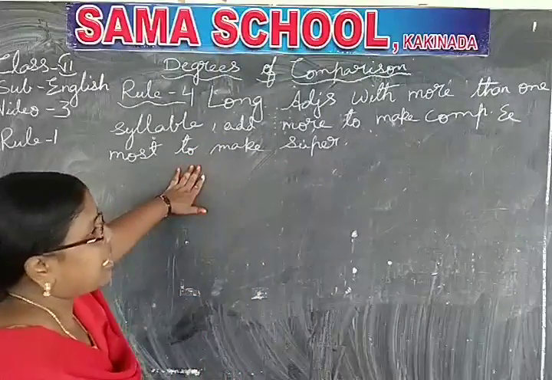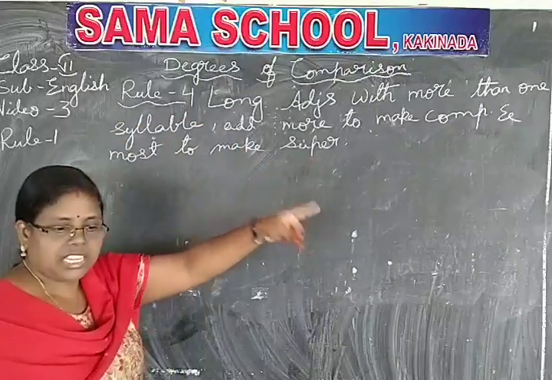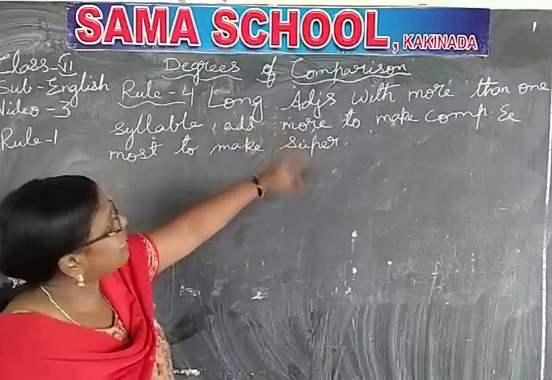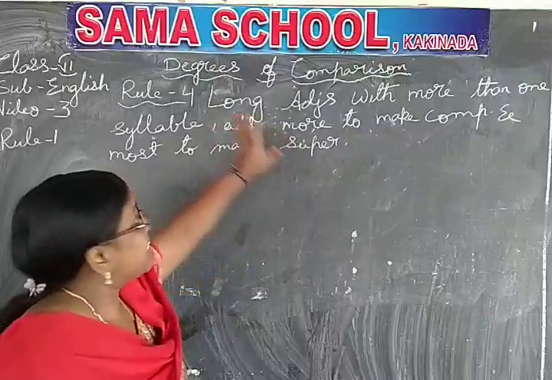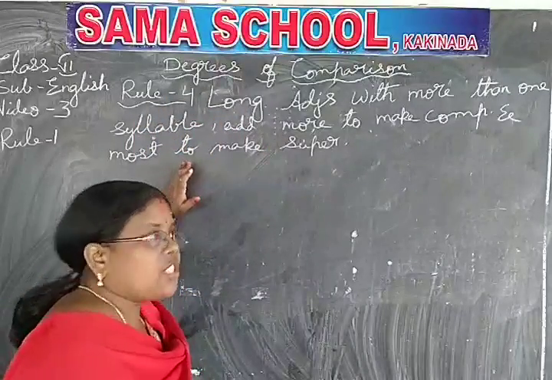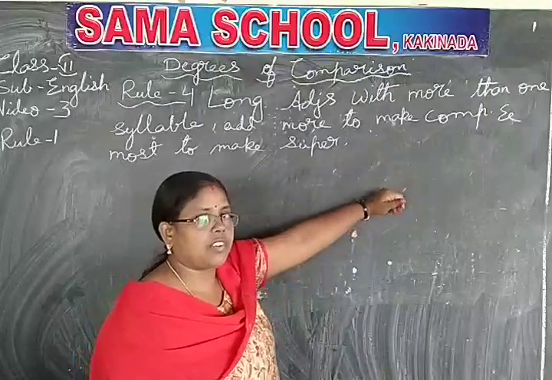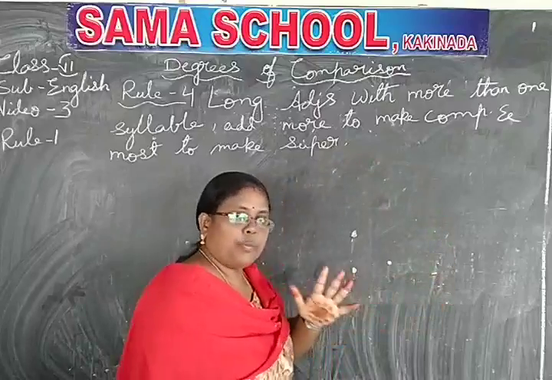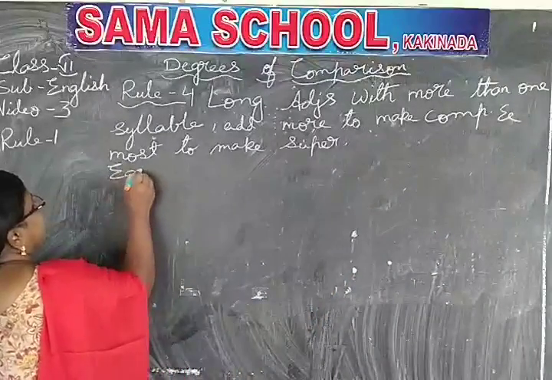Now, here you should have long adjectives with more than one syllable. Till now, one syllable, I told you. Now, long adjectives with more than one syllable. It can be 2 syllables also. That time, add more to positive degree to make it comparative degree, and add most to positive degree to make it superlative degree. Example I'm giving you. You'll have a better understanding.